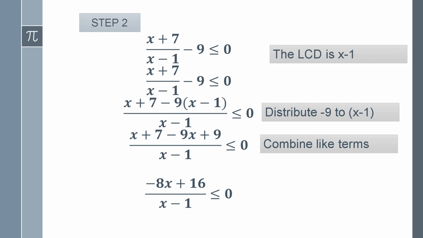After that, combine the like terms. So, i-combine natin yung x at saka negative 9x magiging negative 8x. And then, we will combine 7 and then 9 magiging 16, all over its denominator x minus 1.